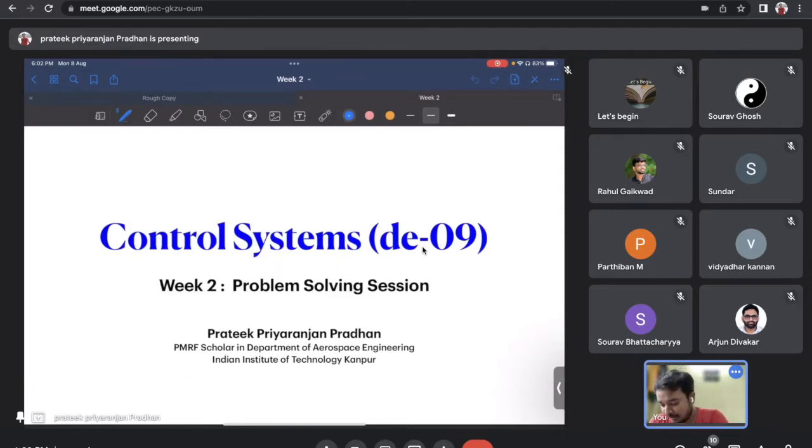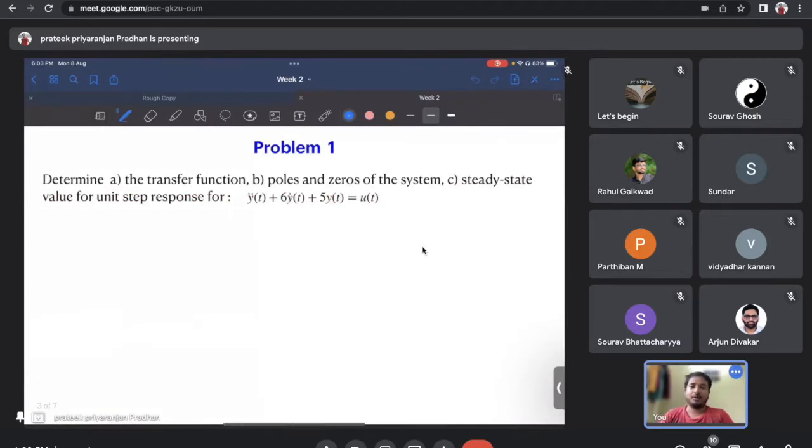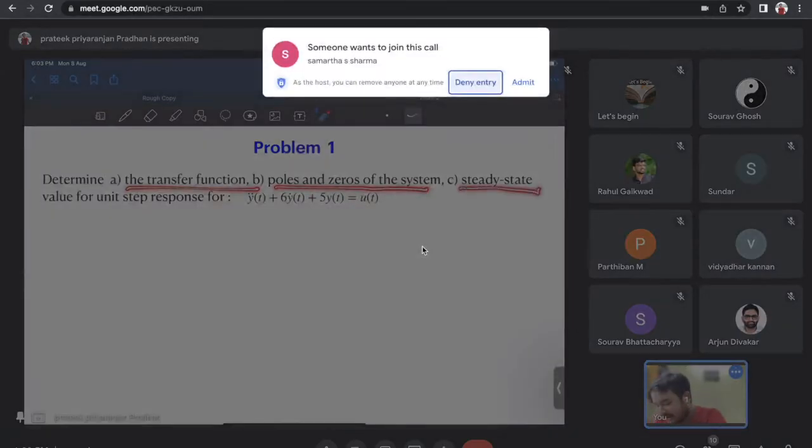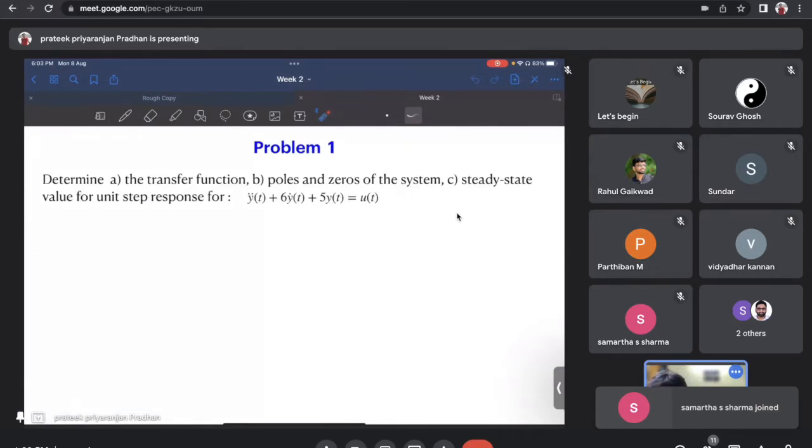Okay, so let's start the first problem. The first problem says: determine the transfer function, poles and zeros of the system, and steady state value of the step response. There are quite a few terms here I would like to introduce and explain. First is the transfer function. Second is poles and zeros of a system. And third is the step response and steady state value.